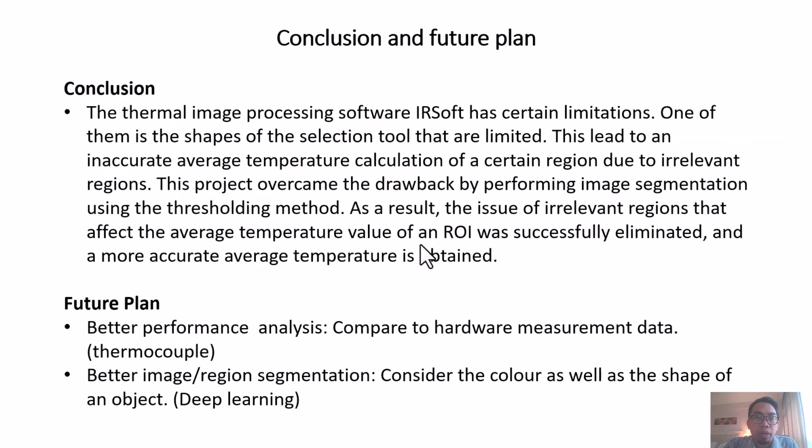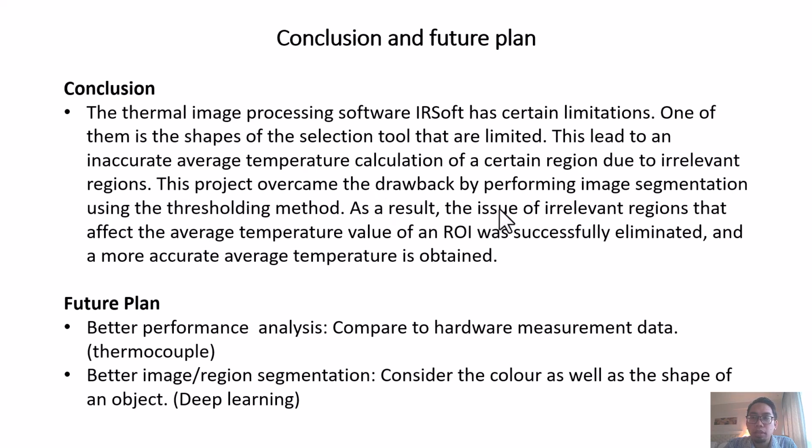As the conclusion, the thermal image processing software has certain limitations. One of them is the shape of the selection tools. The selection tools are limited. These limited tools lead to inaccurate average temperature calculation because the shape is fixed, like a circle or rectangle, so it will capture the irrelevant region. This project overcomes the drawback by performing image segmentation using the thresholding method.